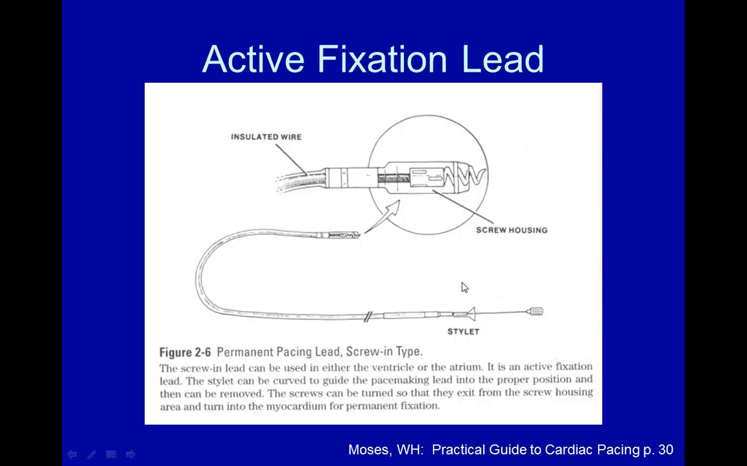This is just a more detailed picture of the active fixation lead. When the lead's going in, the corkscrew electrode is inside the lead. When it's in position, then a stylet is used to rotate that electrode into the myocardium.